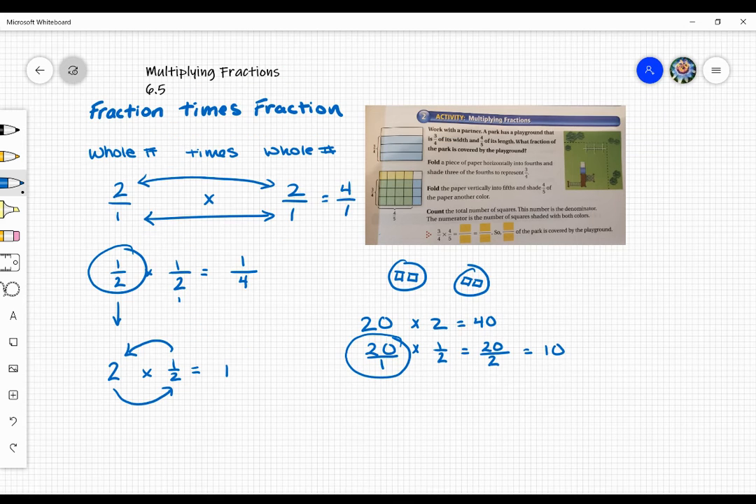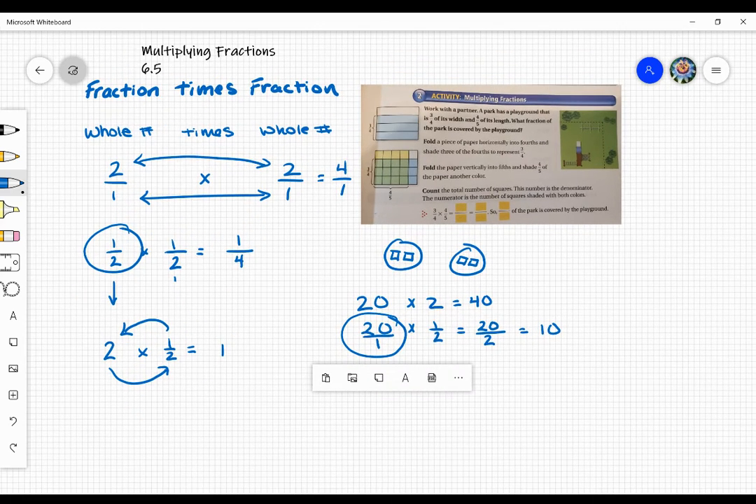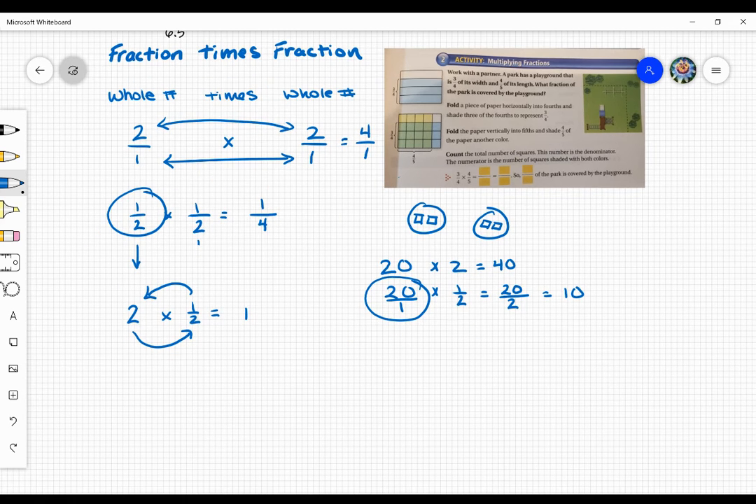But really, the big idea is, do you know how to multiply fractions? And that is, to multiply fractions, you multiply the numerators and you multiply the denominators, and you write your answer in the corresponding places. So the numerator stays in the numerator, the denominator stays in the denominator.